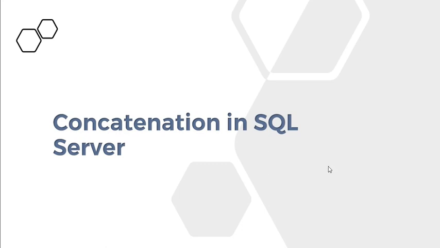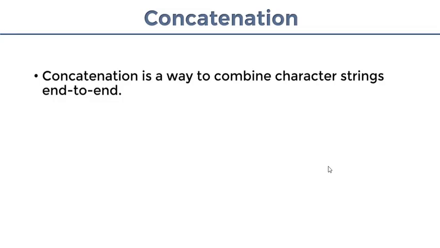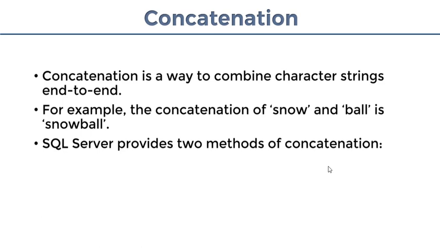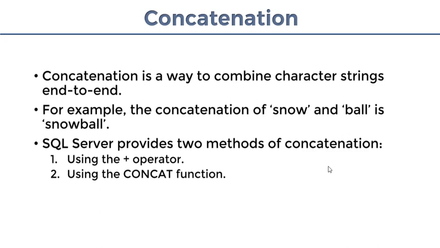In the part of scalar functions, concatenation is one of the important ones. We'll be covering concatenation. Let's get started. Concatenation is a way to combine character strings end to end. For example, the concatenation of snow and ball is snowball. SQL Server provides two methods of concatenation: using the plus operator and using the CONCAT function.